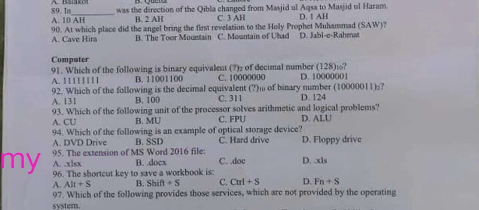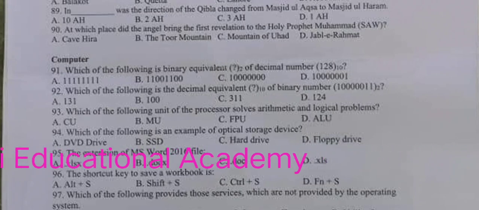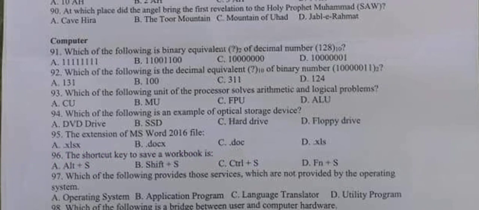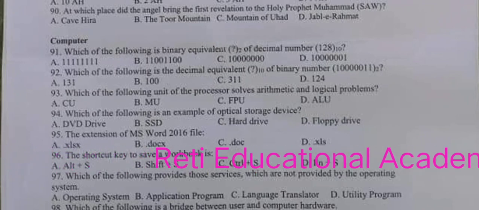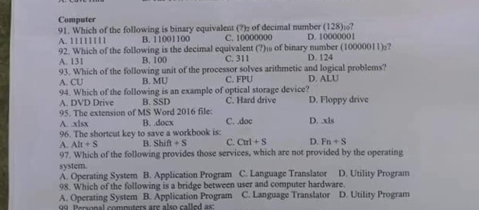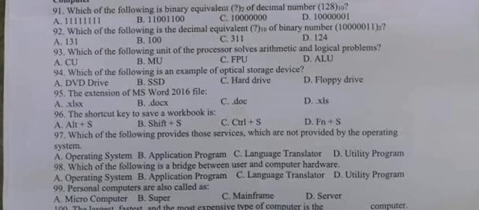Question number 91. Which of the following is a binary equivalent of decimal number 128? And the correct answer is C. Question number 92. Which of the following is the decimal equivalent of binary number 10000011? And the correct option is A. 131. If you want to get 2 extra marks, so prepare well for binary and decimal number.